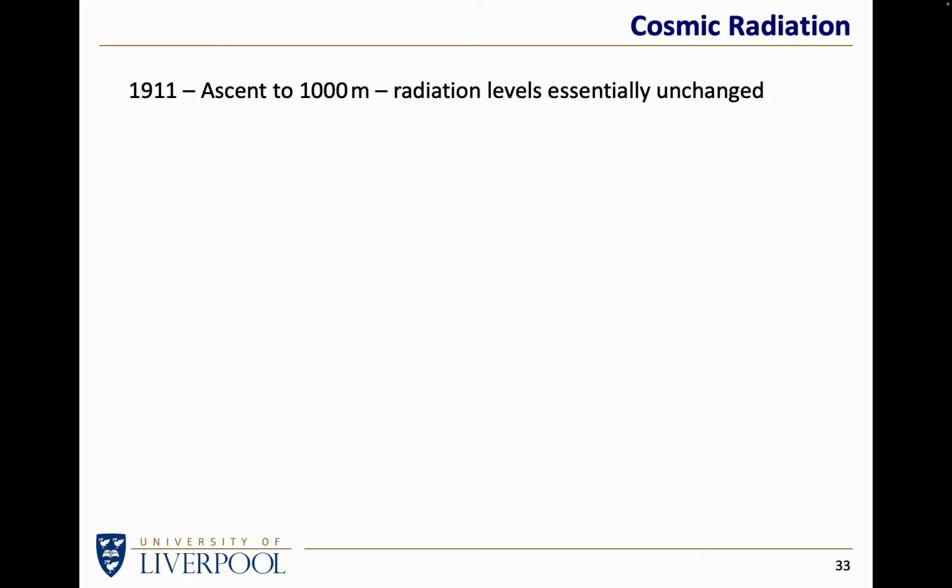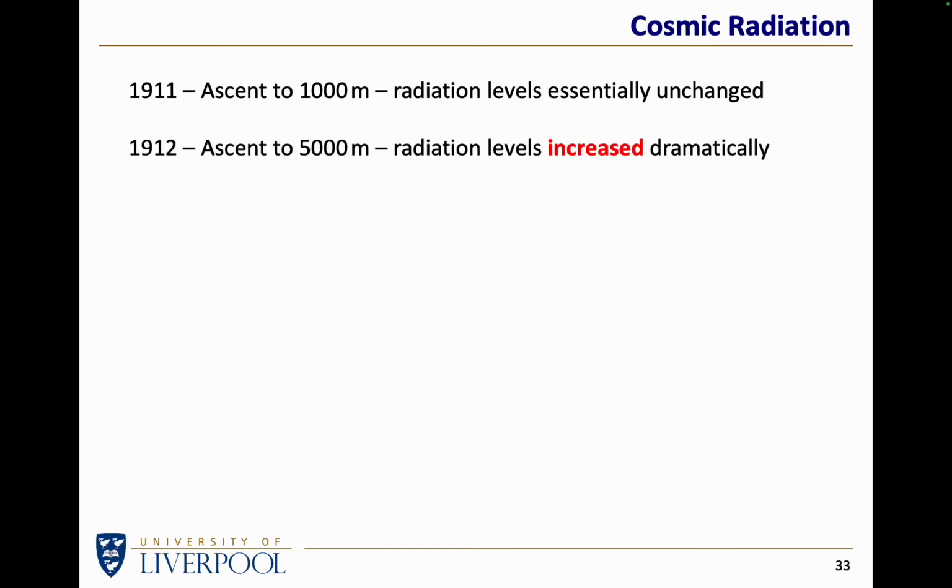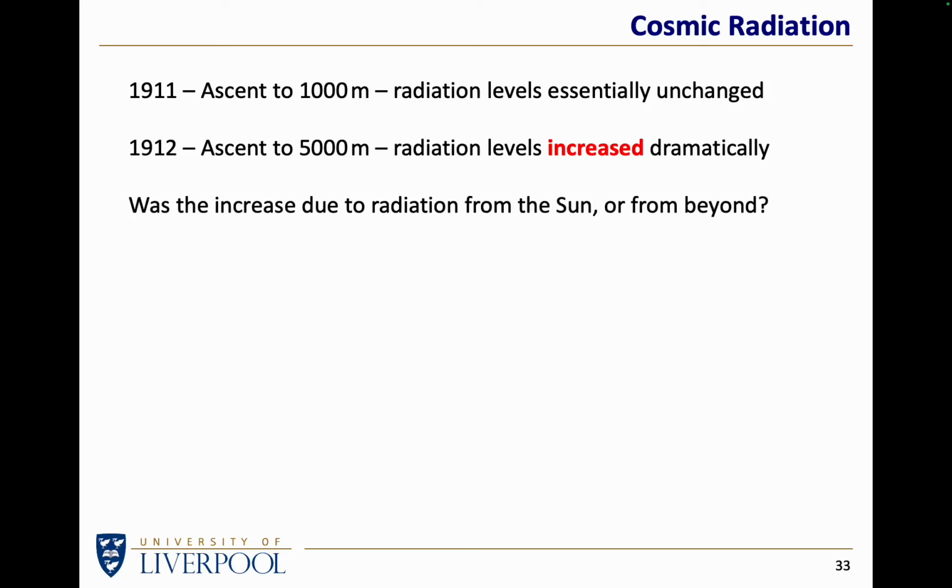So perhaps no surprise that the Eiffel Tower experiment was a bit inconclusive, because even if you go 1,000 meters, it's not obvious whether the radiation levels are going up or going down. But when he went to 5,000 meters, it was absolutely obvious that the radiation levels were starting to increase quite dramatically. So at this point, it was quite clear that the principal radiation that you measure to discharge an electroscope was coming from above. That doesn't answer the question of where it's coming from. It just basically says the effect of the ground is minuscule.